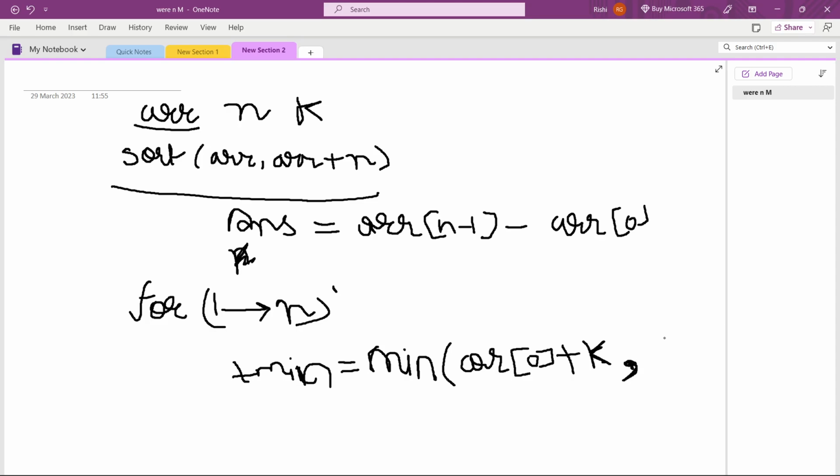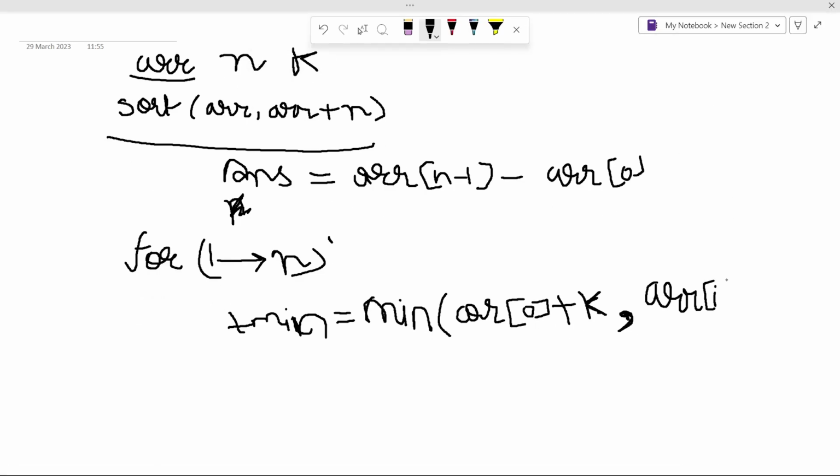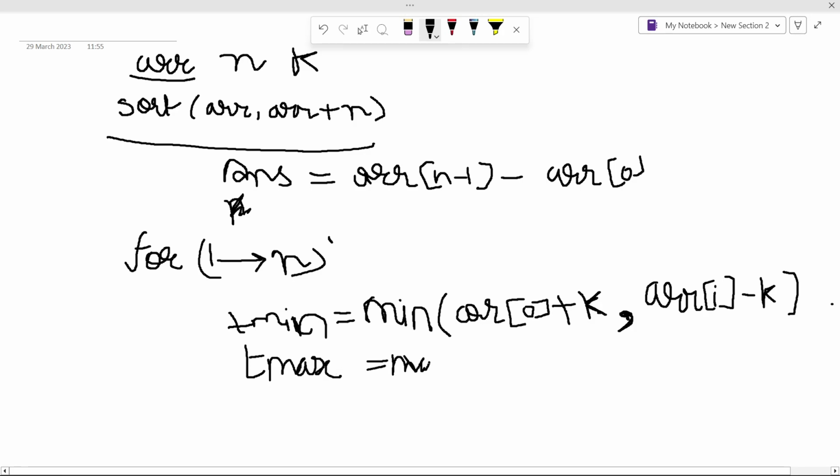So what can be the minimum value? It can be array of I minus k. Okay, now what can be my maximum value? My maximum will be the maximum of array of n minus 1 minus k, which was the last element minus k, and array of I minus 1 plus k.